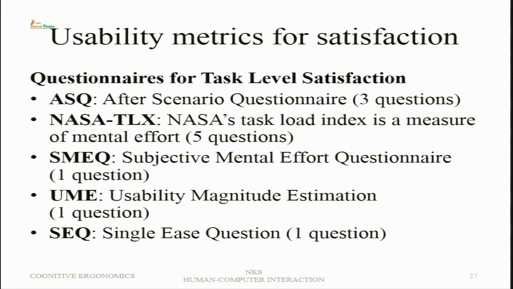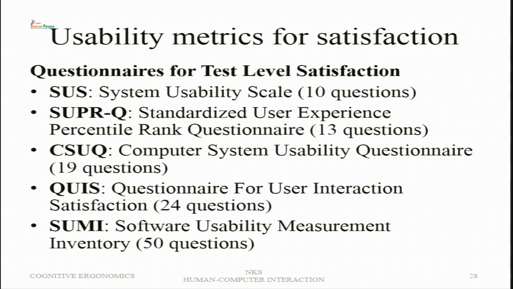So how do you want to administer these subjective measures? Whether you want a very converging measurement, then you use a questionnaire which has more questions. Reliability is generally also higher for questionnaires which have more than one item.